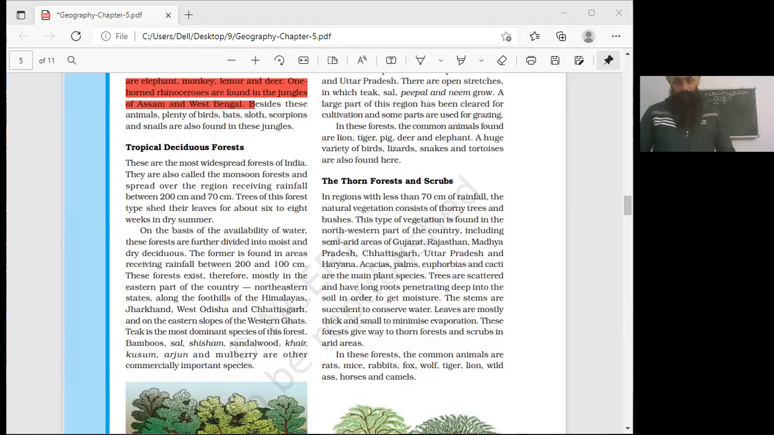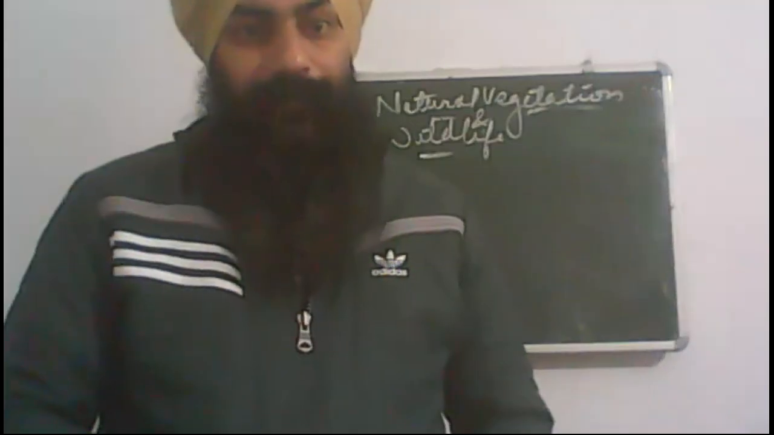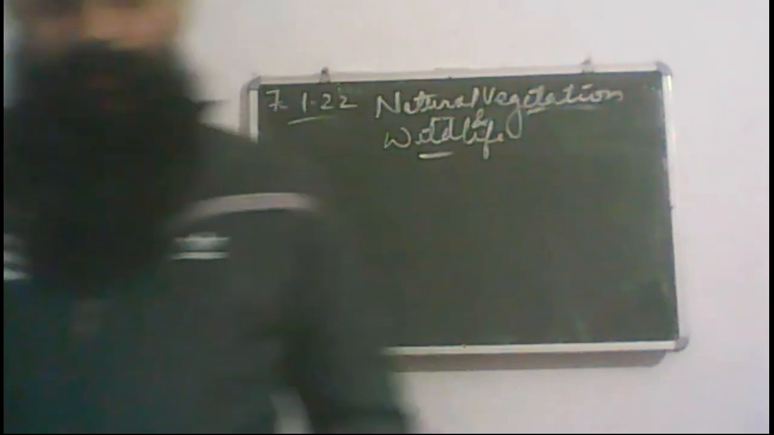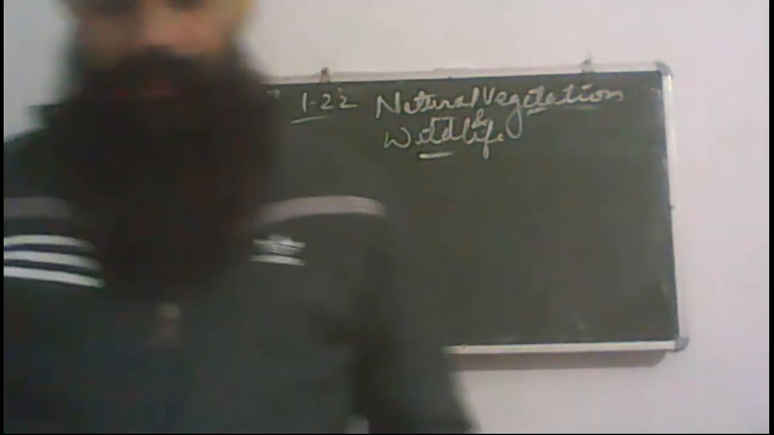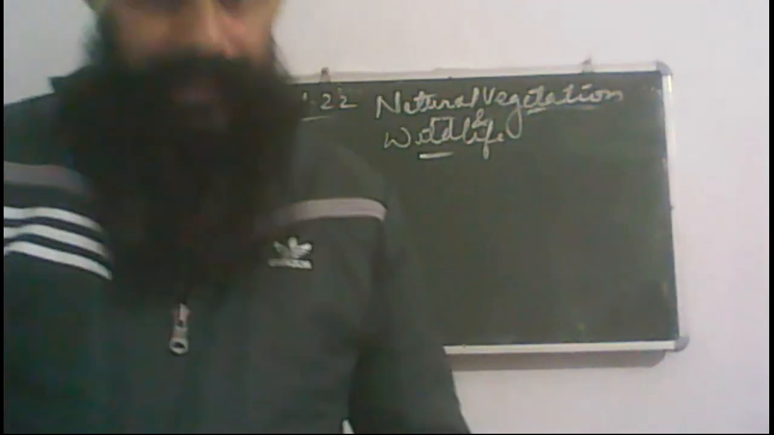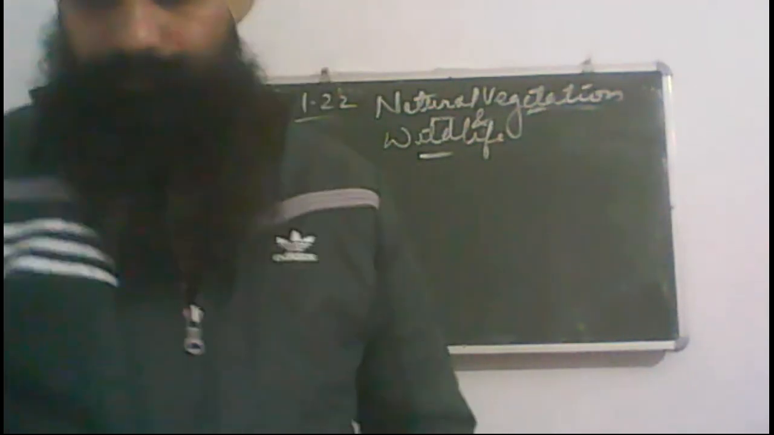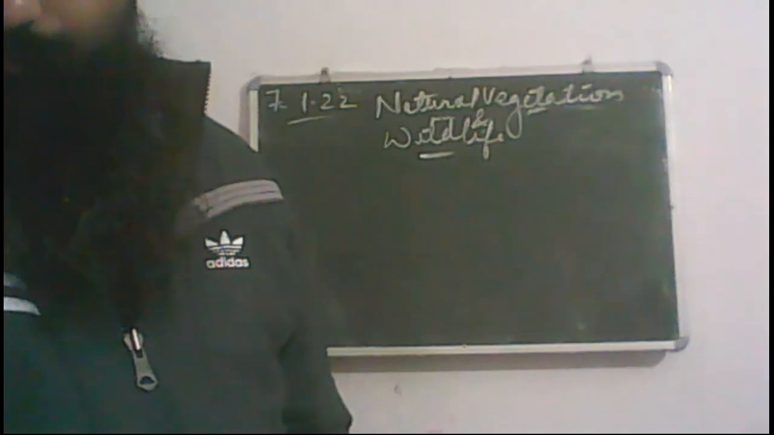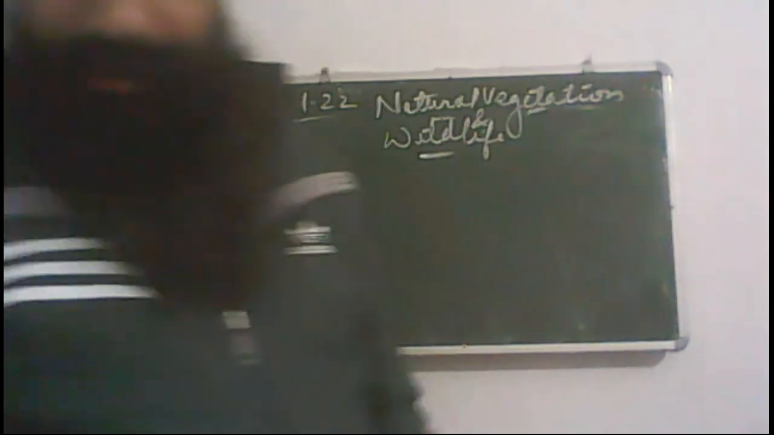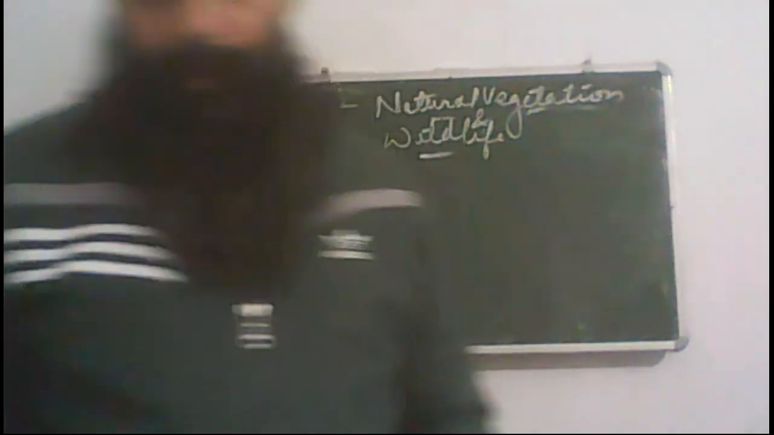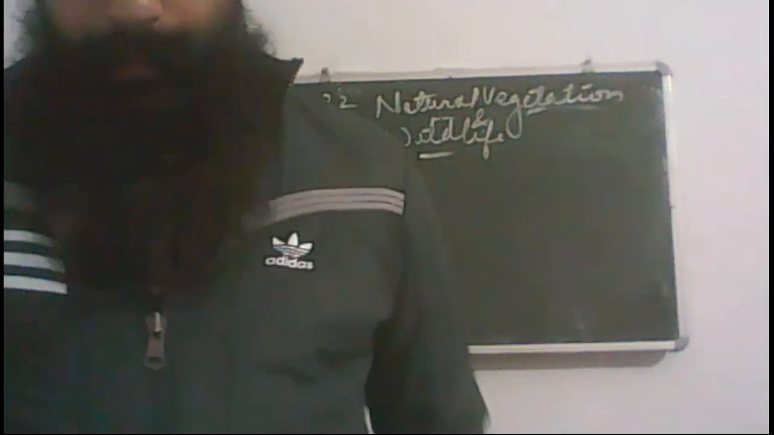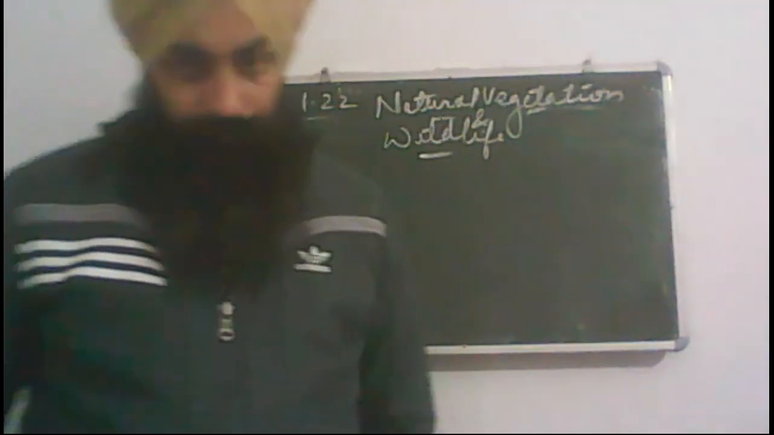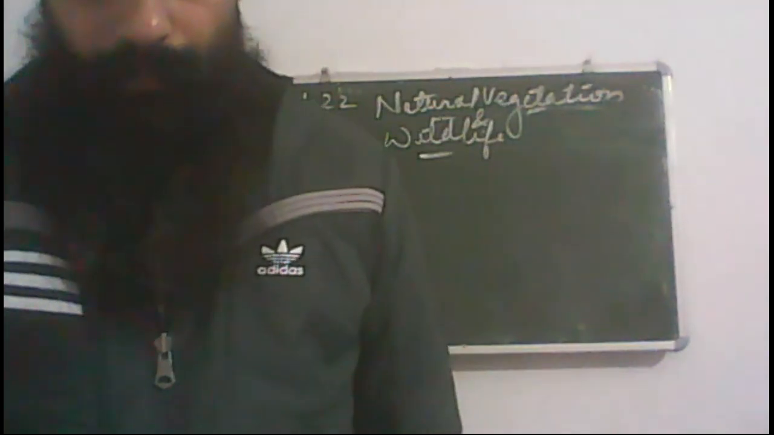Yes, Ashmit. Moist wet deciduous forest. So tropical wet deciduous forests are present in West Bengal, Eastern Madhya Pradesh, Chhattisgarh, Chota Nagpur Plateau, Odisha.